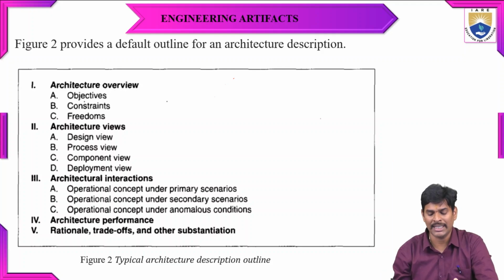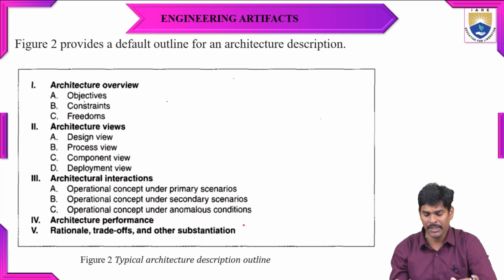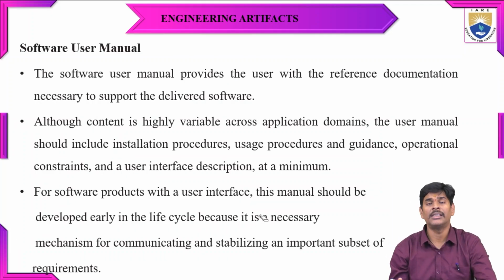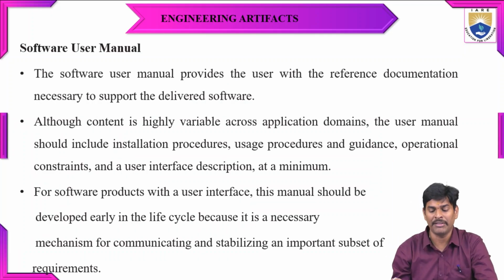The next one is architecture performance. When you are designing the architecture with different types of components, we need to check what the architecture performance will be. And the last one is the rational trade-offs and other substantials. So these are the main criteria which will be applicable for the architecture descriptions. Okay. And here, the last one is the software user manual.